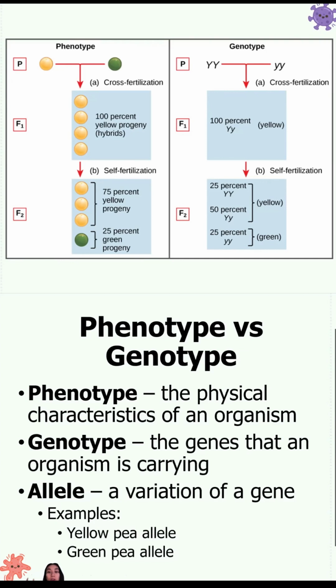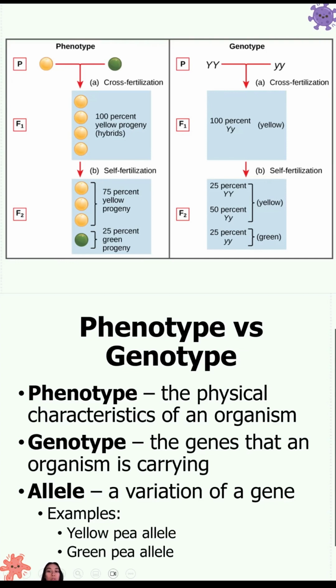So for example, there are alleles that code for yellow pea plants versus green, or for example, with the flowers, purple flowers versus white flowers. And so they both govern the color of the flower. So the allele is determining the color of the flower, but then there's different versions of it. So a purple version and a white version. And so that is part of the genotype.